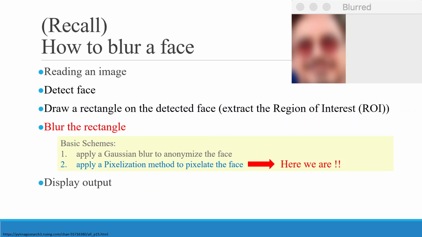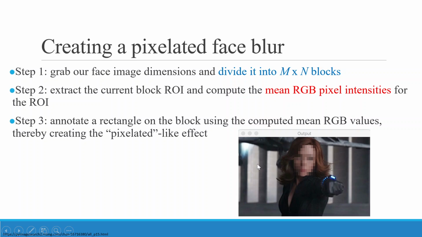So the whole workflow is similar to the face blurring. The only difference here is, when we do the blur rectangle, we will try to apply the pixelization method to pixelate the face. So the idea is very easy.